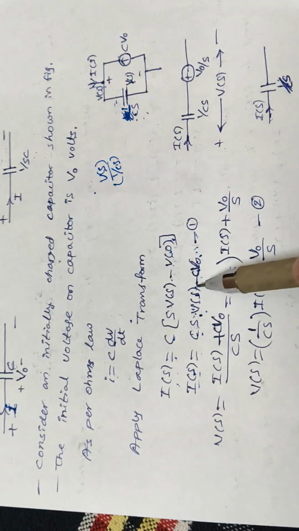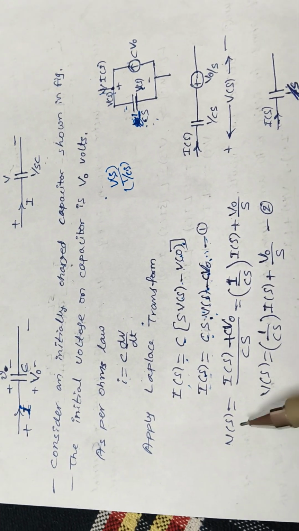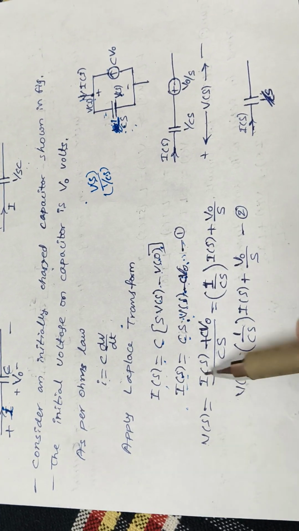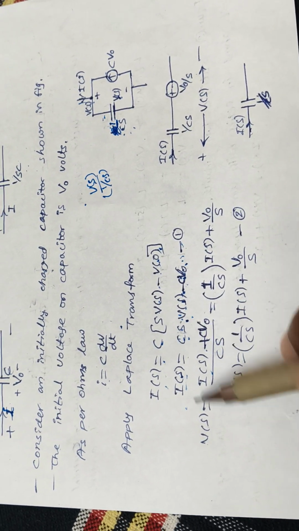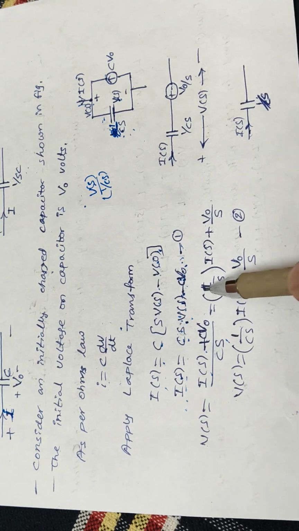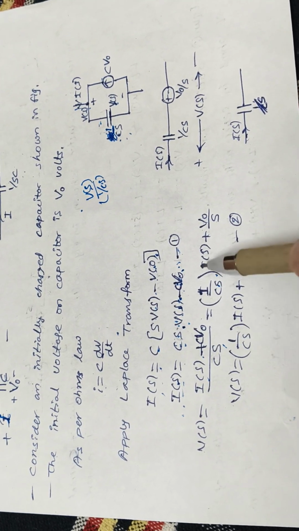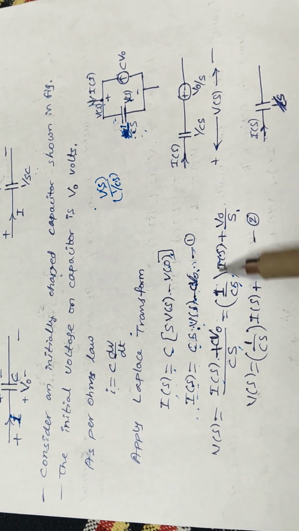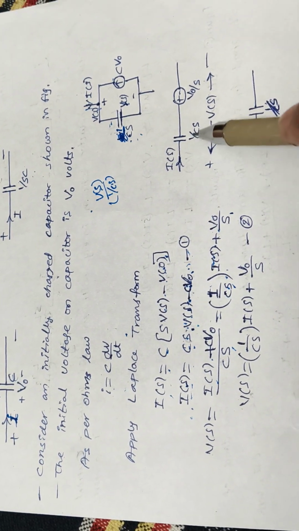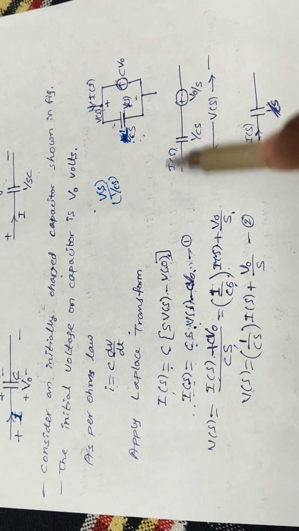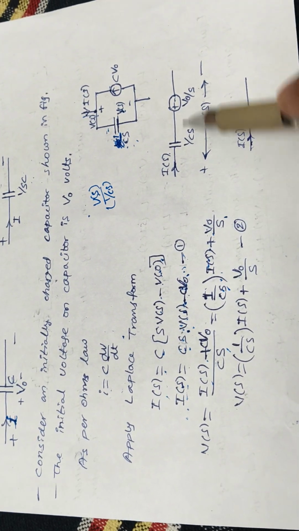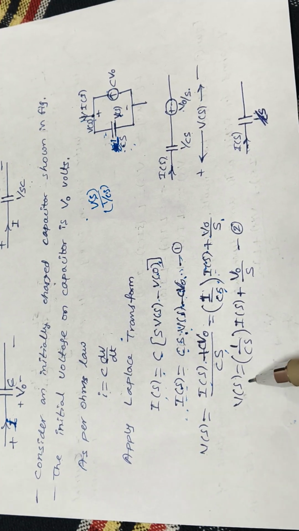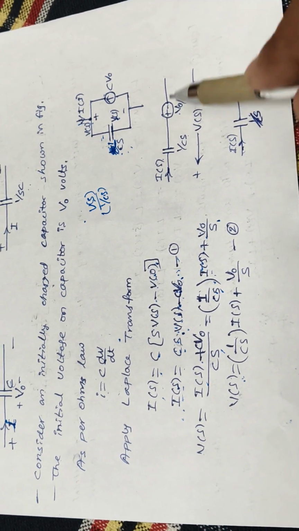In a similar way, from the same first equation, if I rewrite this equation to find the voltage, V of S is equal to, this CV naught will go to the other side, I of S plus CV naught, and this Cs will go to the denominator. 1 by Cs, if I rewrite this equation, 1 by Cs into I of S plus V naught by S. Current is multiplying with the impedance. The corresponding impedance is 1 by Cs, and I of S plus the independent voltage source V naught by S is equal to the total voltage. That's the pictorial representation.